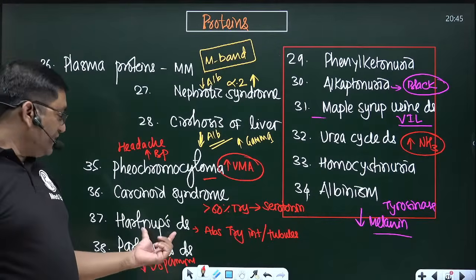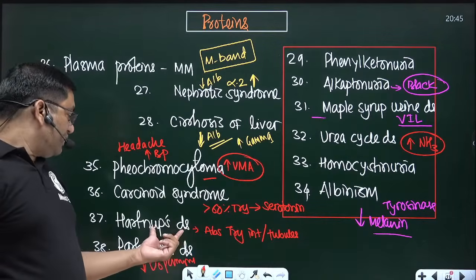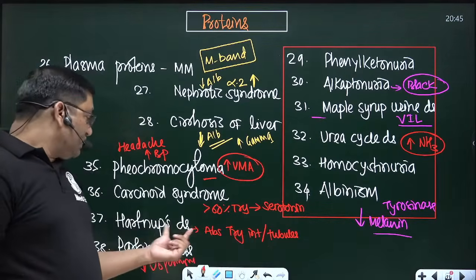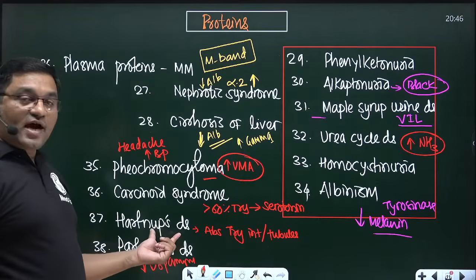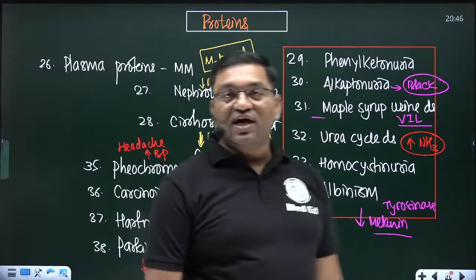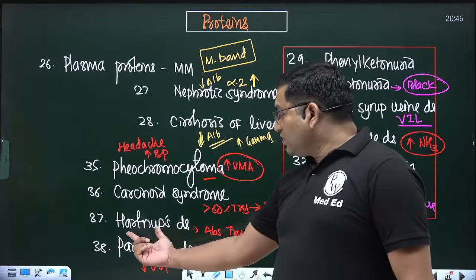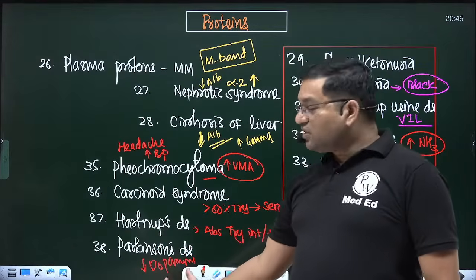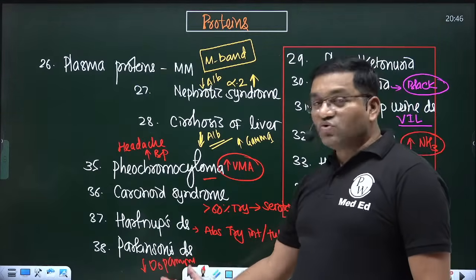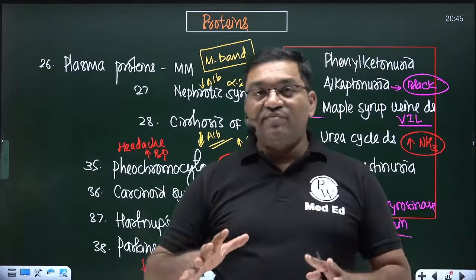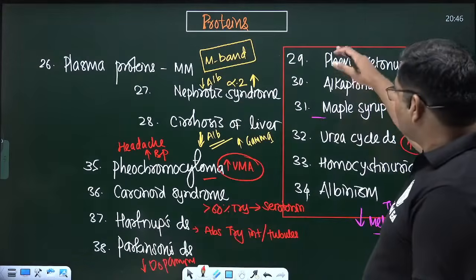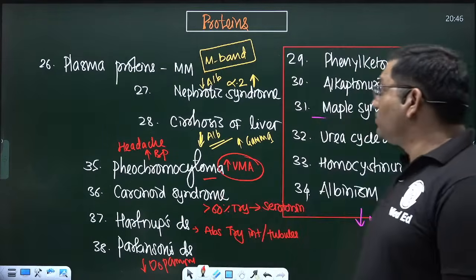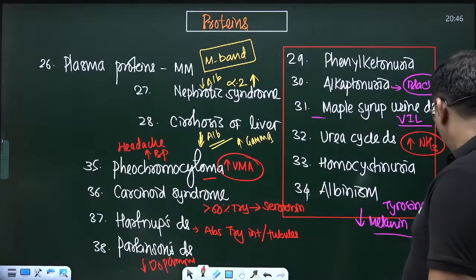Hartnup disease. There is mental retardation, and decreased absorption of tryptophan from the intestine and renal tubules. As niacin formation is hampered, there are pellagra-like symptoms. So mental retardation, ataxia, and pellagra-like symptoms in Hartnup disease. Parkinson's disease, age-related decrease in dopamine level, causes mask-like face, rigidity, tremor, and involuntary movements. So these are the characteristic clinical cases with key features for diagnosis, related to protein metabolism.